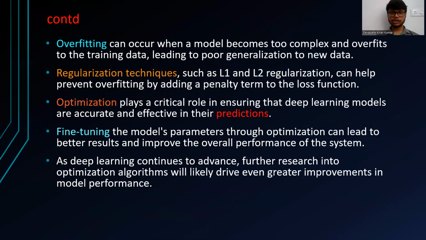Therefore, optimization plays a crucial role in ensuring that deep learning models are accurate and effective in their predictions. Fine-tuning the model's parameters through optimization can lead to better results. Here, we can improve the overall performance of the system. As deep learning continues to advance, further research into optimization algorithms will drive even greater improvements in model performance.